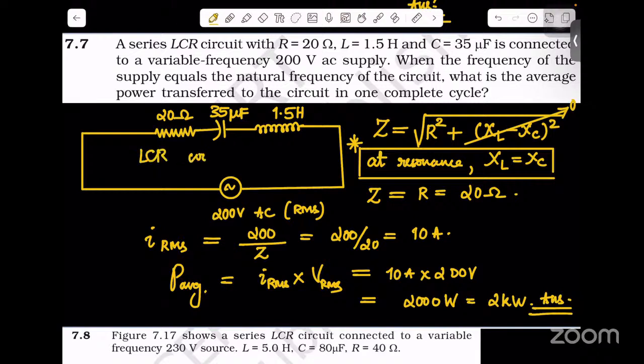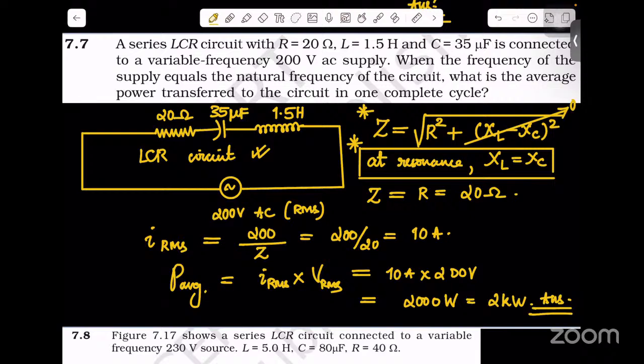So 2 kilowatts of power will be consumed by this LCR circuit, right? 2 kilowatts of power will be consumed in one cycle, okay? So here you need to know this formula for the impedance, and at resonance you need to remember the inductive reactance and capacitive reactance equal each other, okay? So I guess we are done with this question. So I hope it's time to move on to the next question.